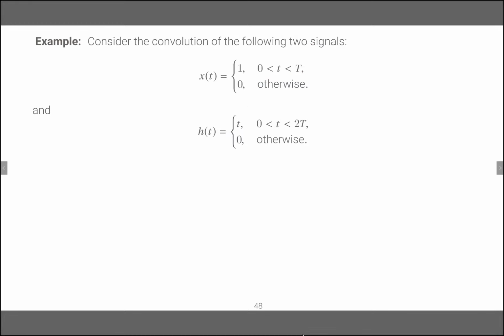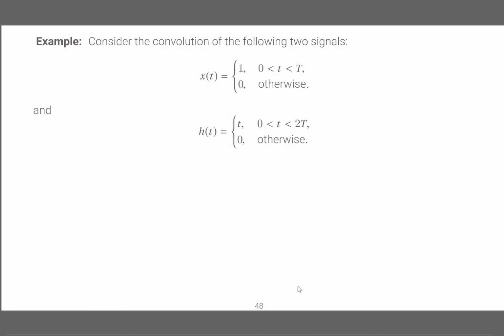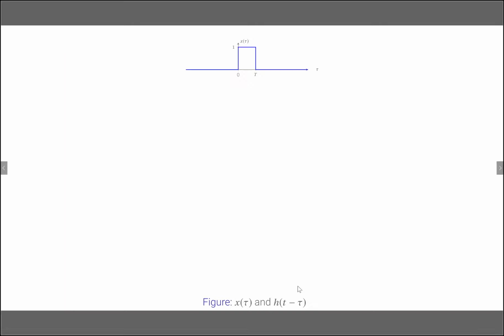Okay, so we can take another example. Consider the convolution of the following two signals. x(t) equals 1 between 0 and T, and h(t) is equal to t between 0 and 2T, and 0 otherwise. So this results in a cumbersome, tedious work that we had to do.